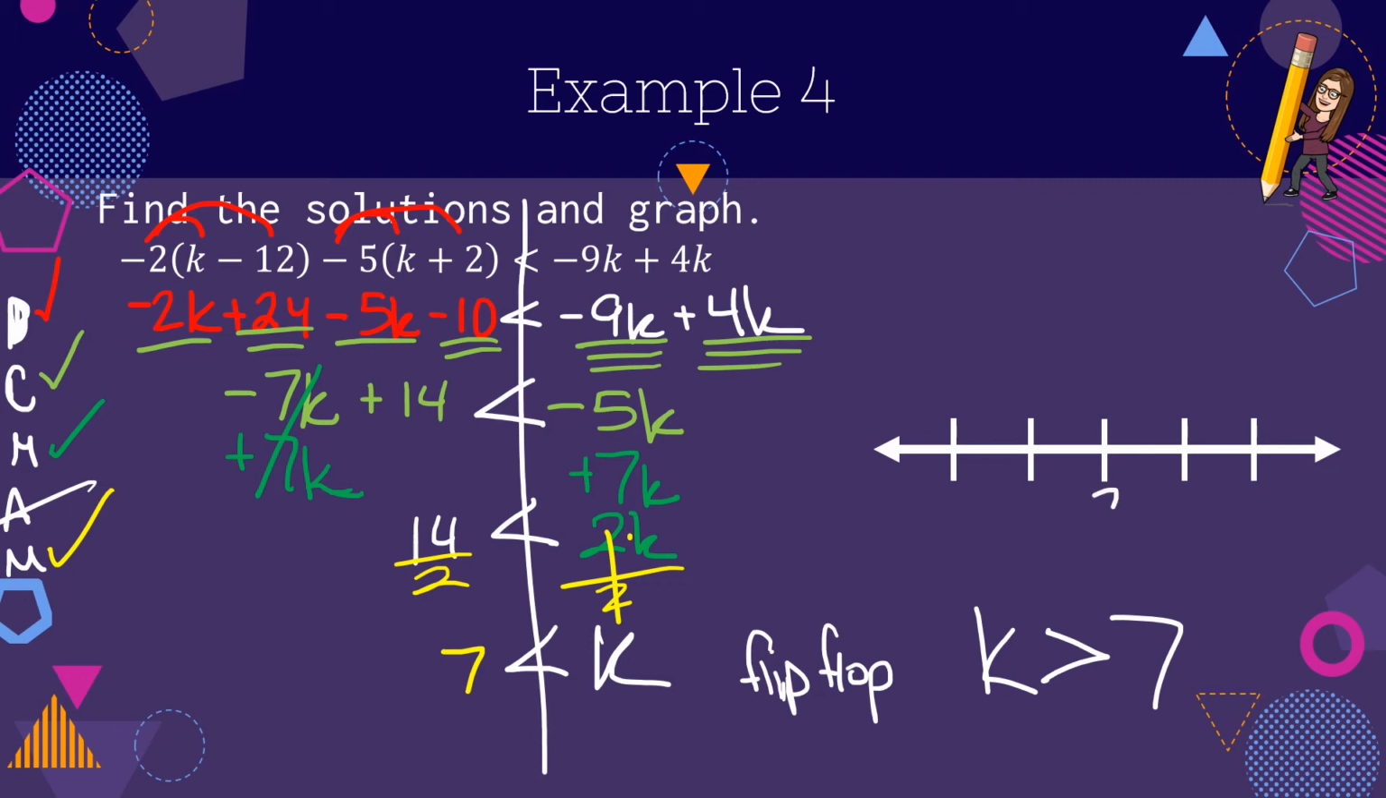All right, on our number line, we're dealing with the number 7. We're going to have an open circle, and we're going to go to the right because it's greater than 7.